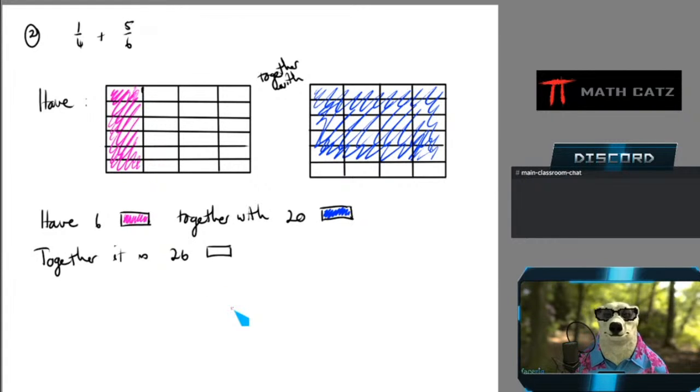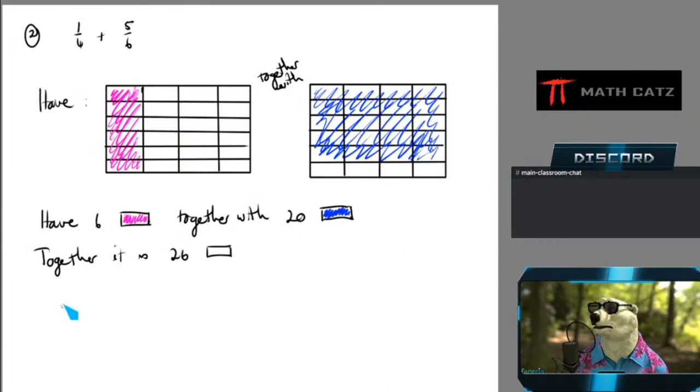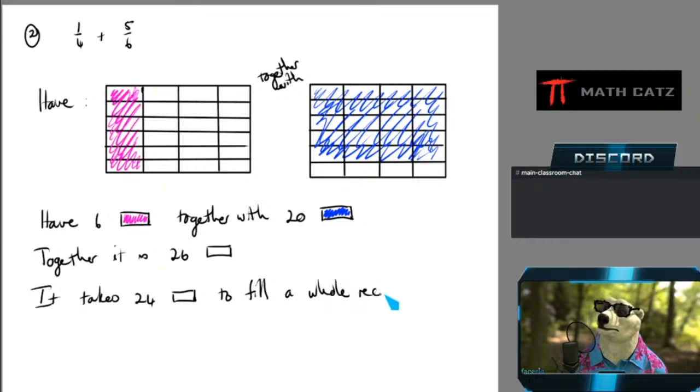Now I just need to put that in context compared to a standard whole rectangle. So the sentence that you'll always see us writing is this guy. It takes a certain number of pieces to fill or make one whole rectangle. That's always going to be a sentence I want to write. The numbers might change, but the sentence will always be the same. It takes, in this case, 24 pieces to fill a whole rectangle.